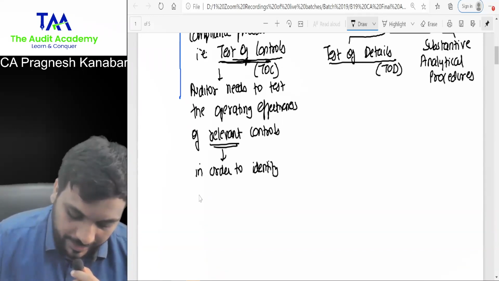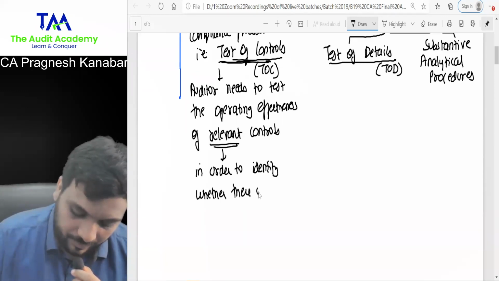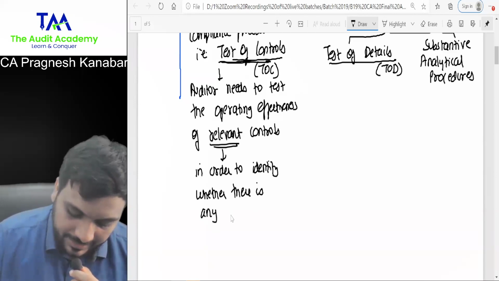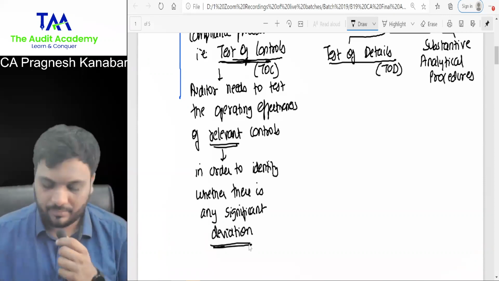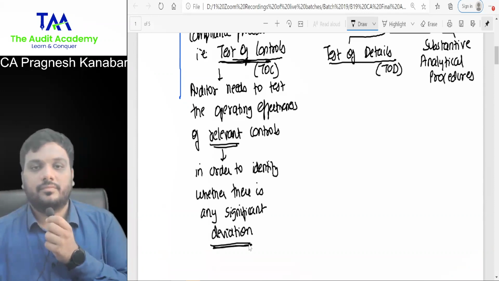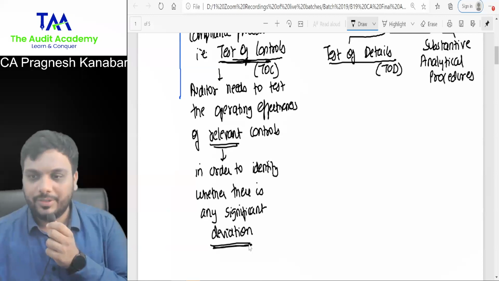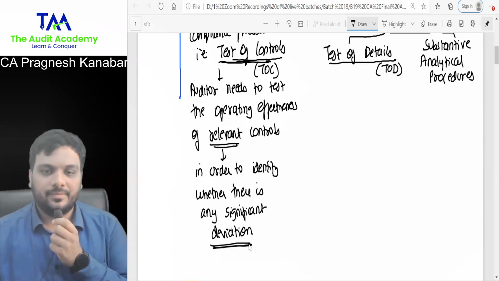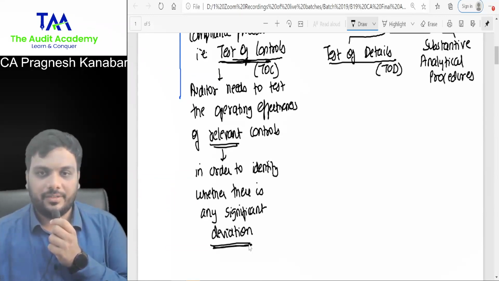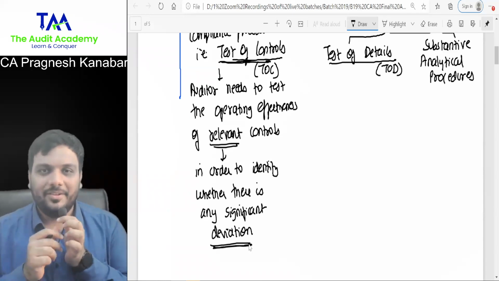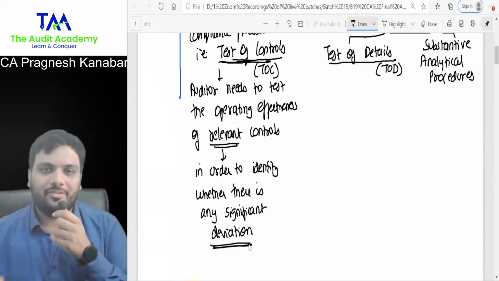in order to identify whether there is any significant deviation. Today you're getting the feel of the subject, what kind of words you're supposed to use, whether there is any significant deviation. This is just ABCD. When we go to the bare essays, I want you to be master of everything.